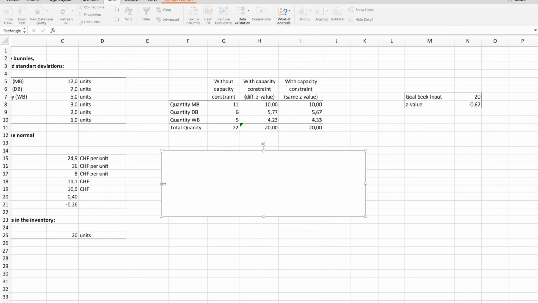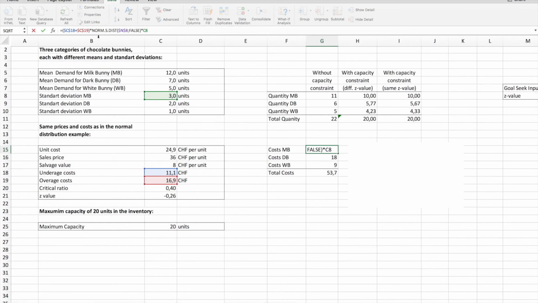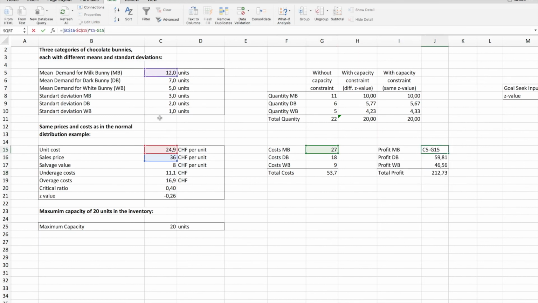Now, using this information, we can calculate the costs per bunny and also in total using the formula here. So adding the underage and overage cost and multiplying it times the standard deviation and also this formula here. And we get a total cost of 53.7. And now that we have the cost, we can finally calculate the profits using the normal profit function. So we take the sales price, subtract the unit cost, multiply it times the mean demand, and then subtract the total cost. And as you can see, we have the profit per different category of chocolate bunny and the total profit of 212.736 francs.